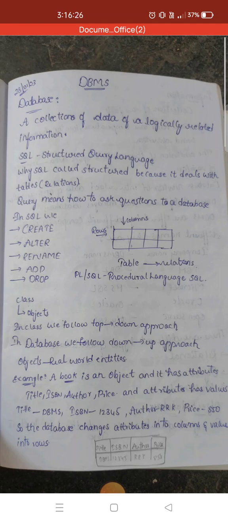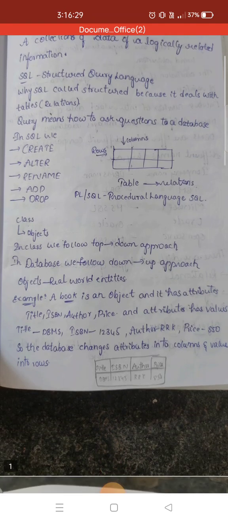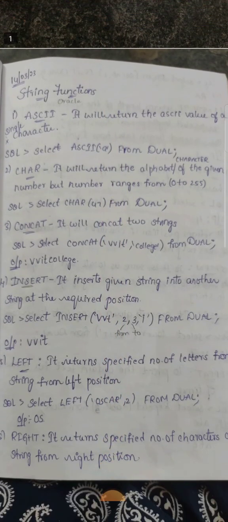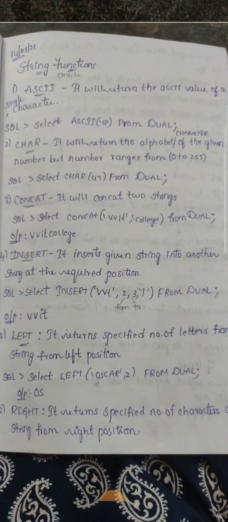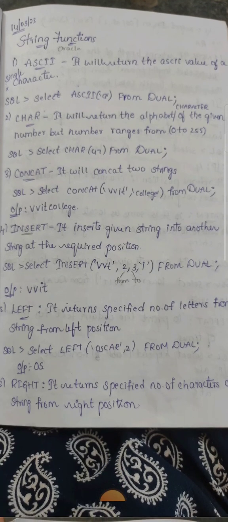So this is about DBMS, and I said I will discuss the string functions which are present in the DBMS. So string functions: ASCII. What the ASCII function will really do is return the ASCII value of a character. How many characters? A single character. If we give a single character as an input to the ASCII function, then it will return the value of that particular character we have given.